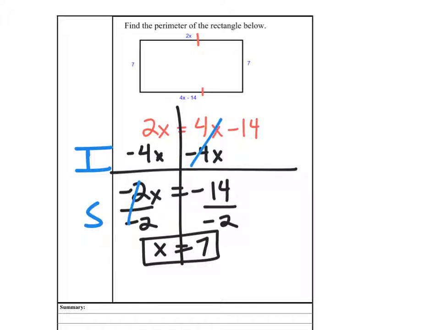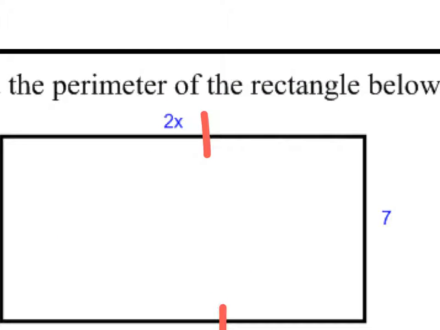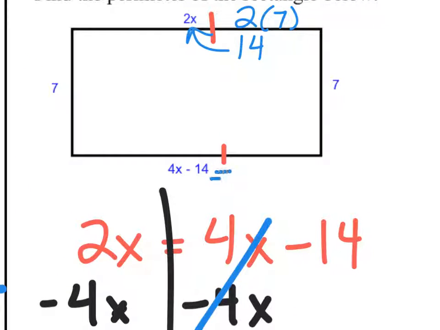In case you haven't picked up on it, the ones that you're going to see today are not going to have any simplification. So what I can do now is say, instead of writing x up here, I'm going to write 2 times 7. Because 2x is 2 times x. So that side length would be 14. Which means the side length on the bottom is 14.